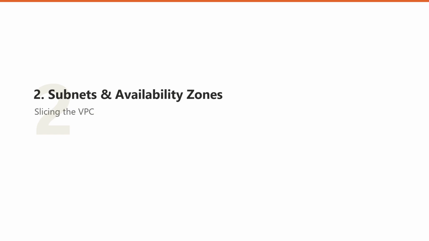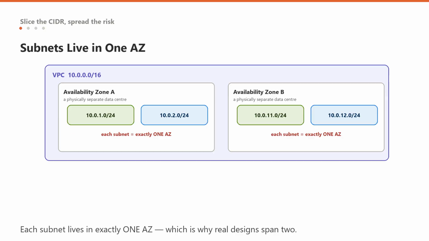Concept 2. Subnets and Availability Zones. You don't put resources directly into a VPC, you put them into subnets. A subnet is simply a slice of the VPC's IP range. If your VPC is a /16, a subnet might be 10.0.1.0/24, giving you about 250 addresses.